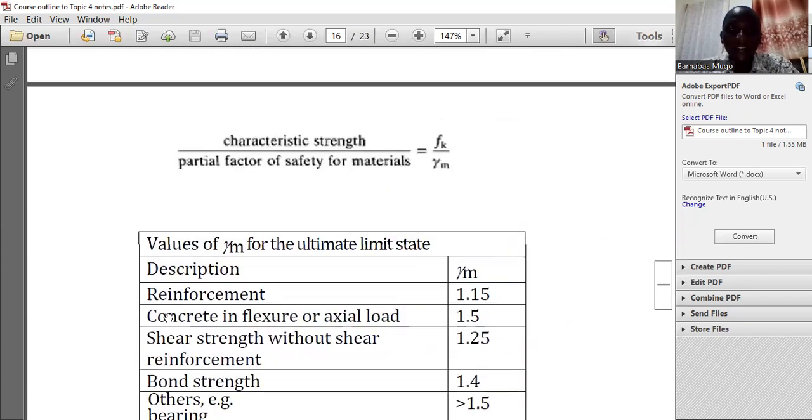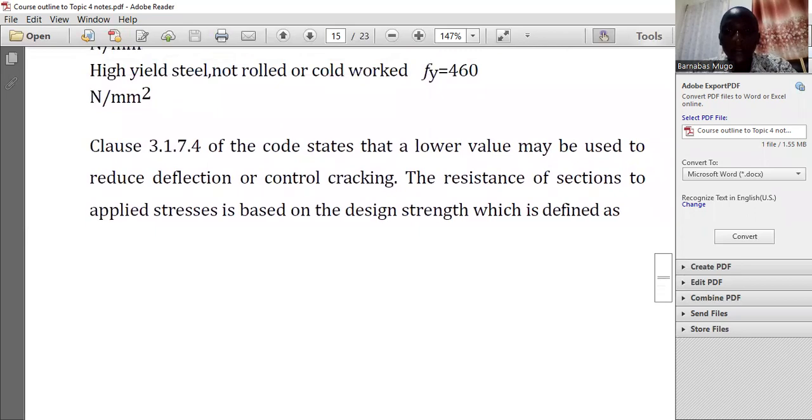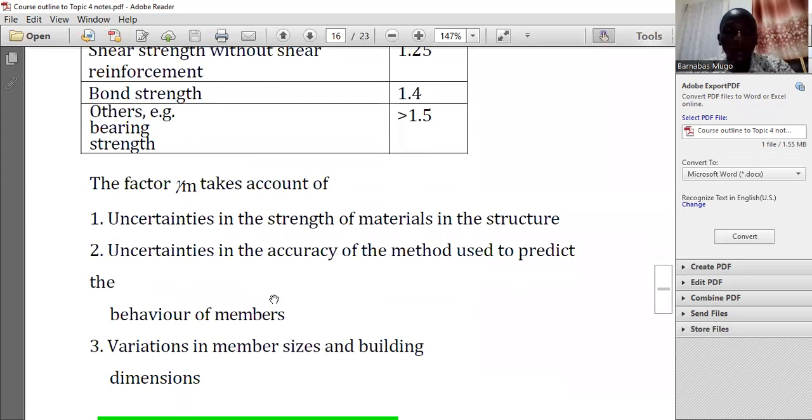It has something to do with uncertainties. Why do we have the factor of safety? One of them is because there is uncertainty that occurs with the strength when we are preparing that material. The second one is uncertainties in our calculations. Maybe the way we calculate, there are some errors.